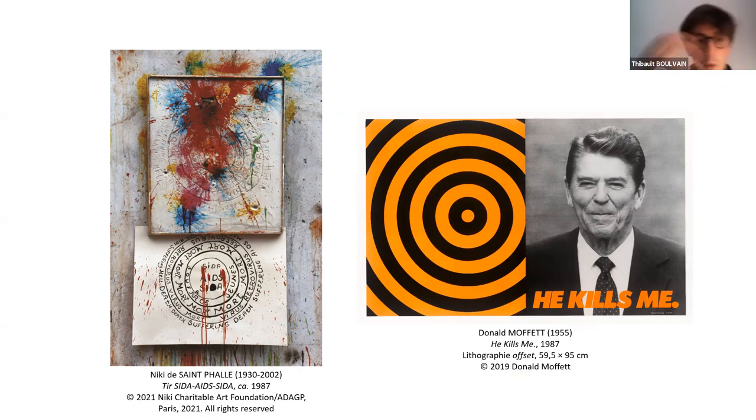So we must, for example, look together at the shoot by Niki de Saint Phalle, a gesture of inner resistance executed in the secrecy of her garden in Soisy, and this target by Donald Moffett, which is a public activist form. The logic of action of these two images is not the same, but they have much to say to each other and to us. In a way, they turn around each other.